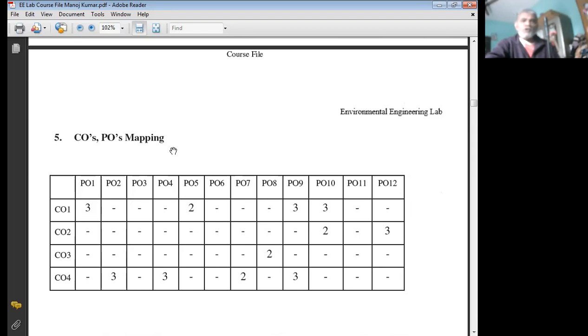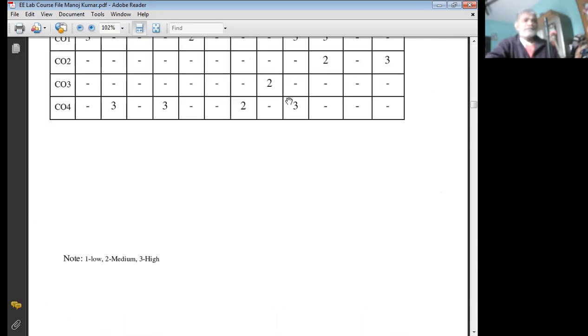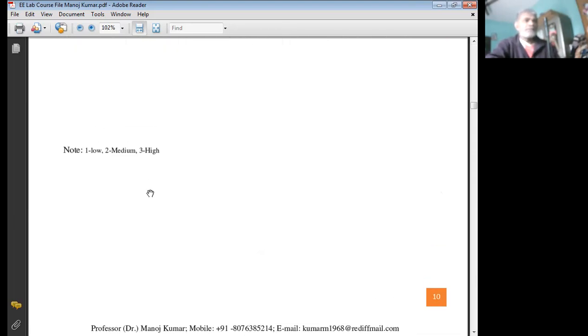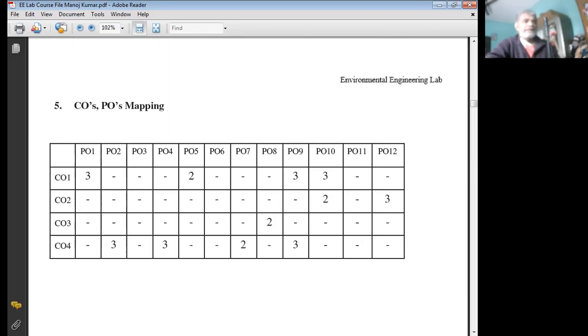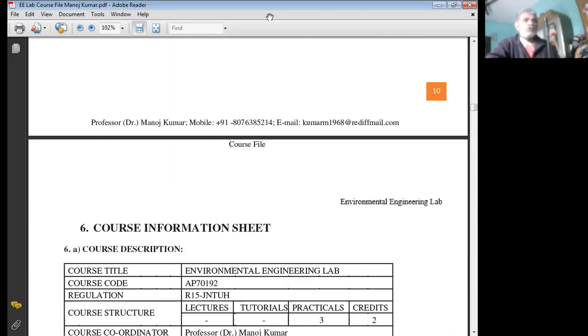This is the CO-PO mapping. PO is given. Total PO is given in this, which is PO12, and total CO is given in the 4. This is the mapping of which CO is fulfilling which PO. 1 means low, 2 means medium, and 3 means high. This is the mapping of the PO and CO.